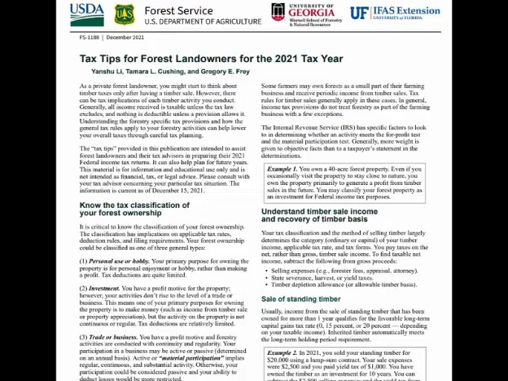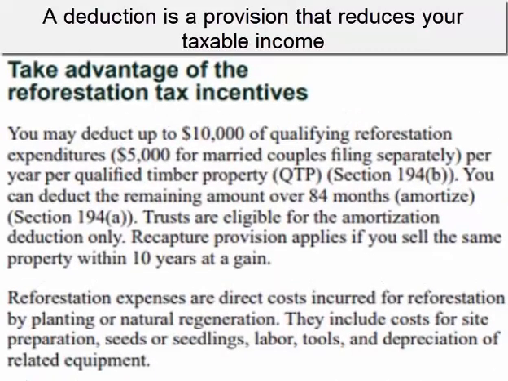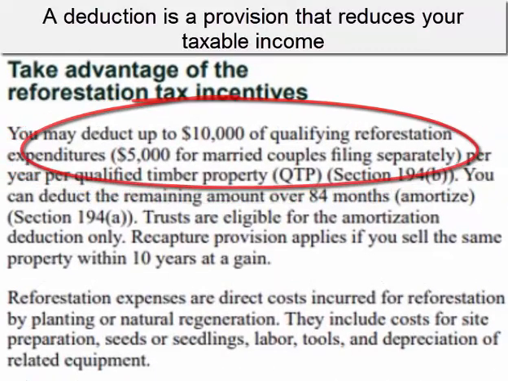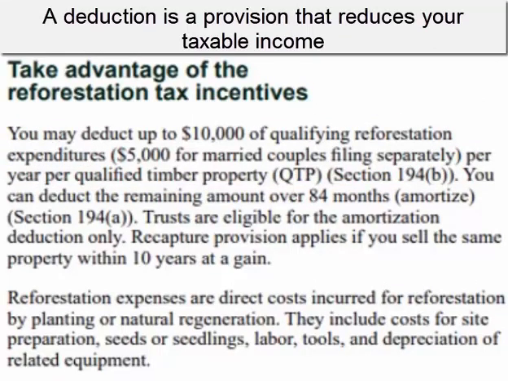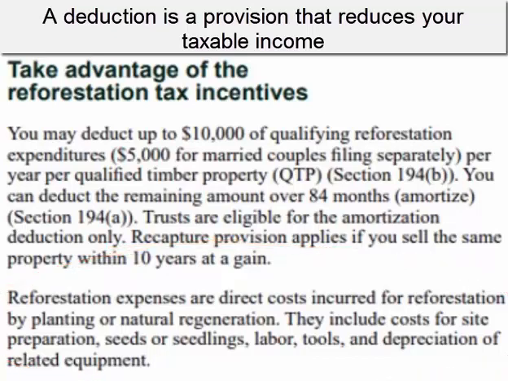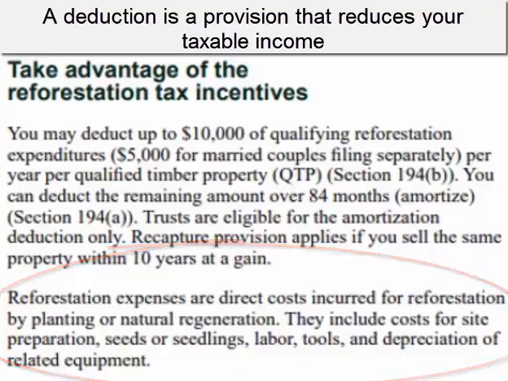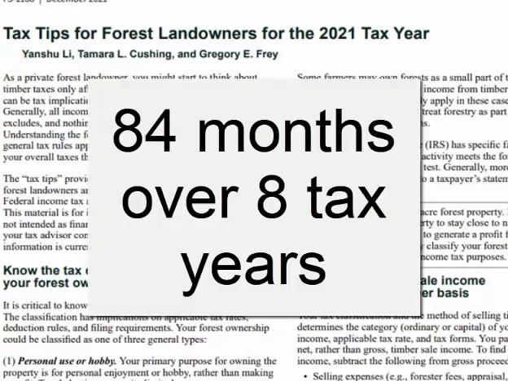This video is a brief introduction to the federal income tax deduction and amortization reforestation program. This program allows you to deduct up to $10,000 annually for a qualified timber property of costs related to reforestation that have been incurred within a particular year, and to amortize any expenses beyond $10,000 of costs related to reforestation that have been incurred within a particular year, within a 7-year period over 8 years.